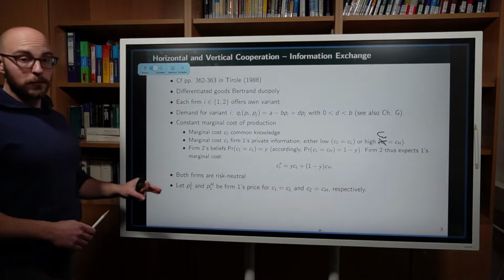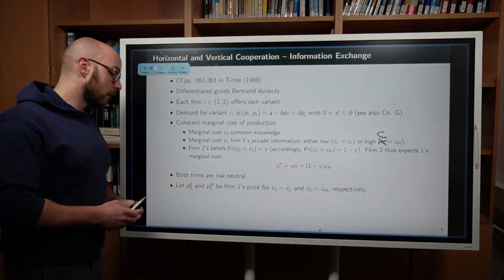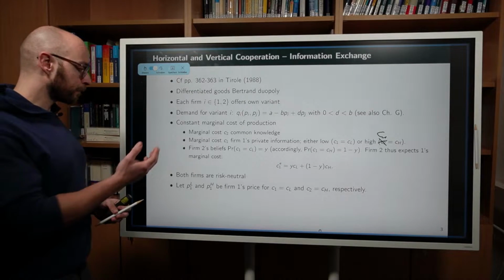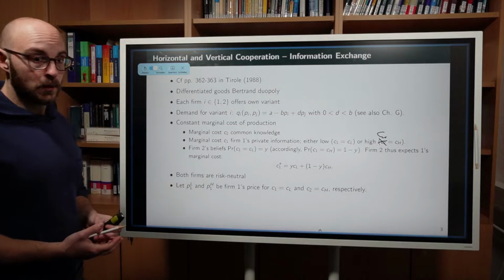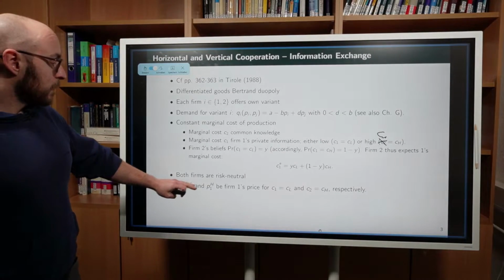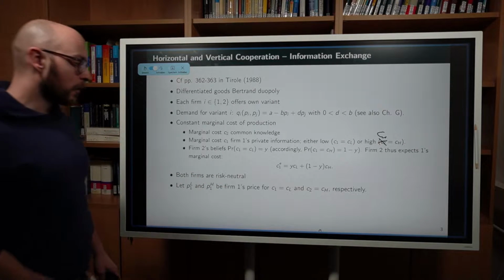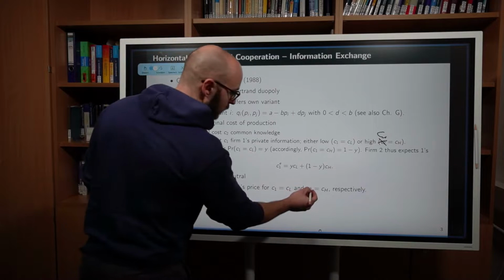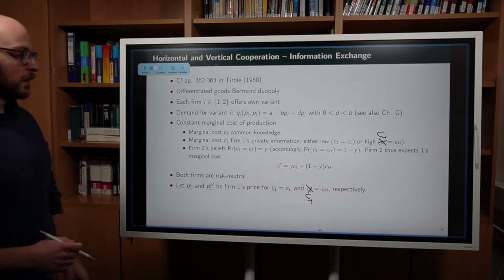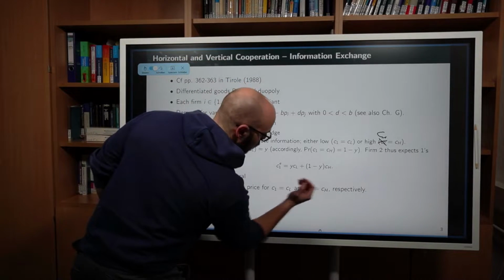We have both firms being risk neutral, which is realistic in a firm setup, and it also makes the analysis easier because we don't have to think about risk premium or anything. We define P1L and P1H to be the price for when firm 1 has low cost and high cost respectively. So again, this should be C1. Sorry for the typo. Okay, so that's the standard setup that we're looking at here.